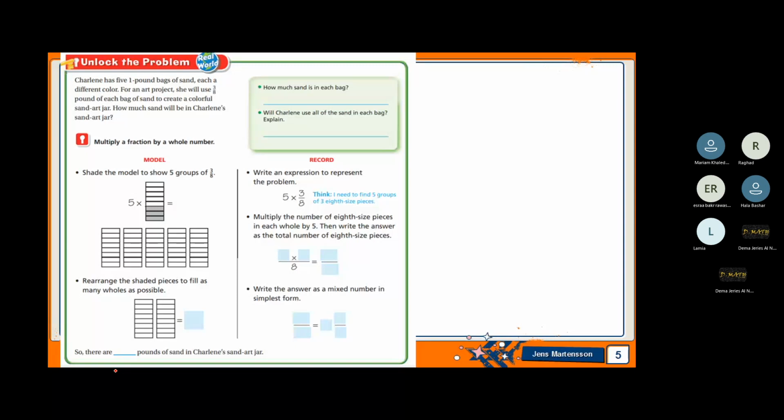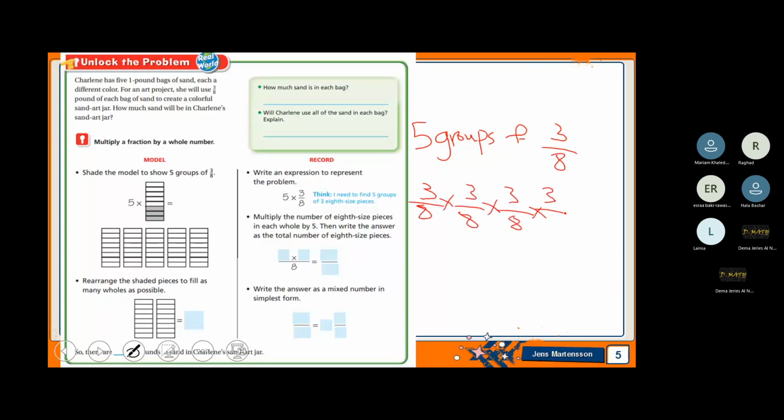Here, if we have 5 groups of 3 over 8, what does it mean? That means I multiply the 3 over 8 how many times? 5 times. So it means 3 over 8 times 3 over 8 times 3 over 8 times 3 over 8 times 3 over 8. When we said before, 5 groups of 3, that means we have 1, 2, 3, 4, 5 times of 3. When we say 5 groups of 3 over 8, that means we have to multiply 3 over 8 5 times.